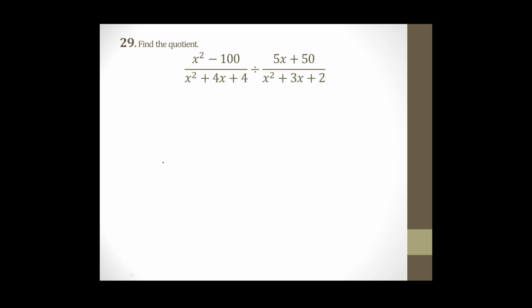Question 29. Oh man, beautiful. I love factoring. Okay, let me see what's going on here. First thing that I'm going to do is check if everything is written in descending order. Yes, yes, yes, yes. Next thing I'm going to do is flip this already so I don't have to worry about it later. So I'm going to have x squared minus 100 over x squared plus 4x plus 4.